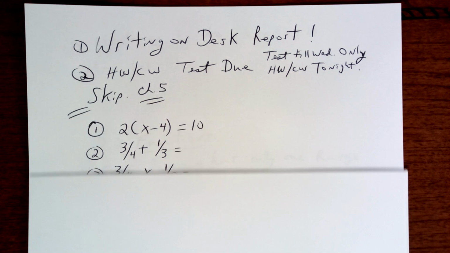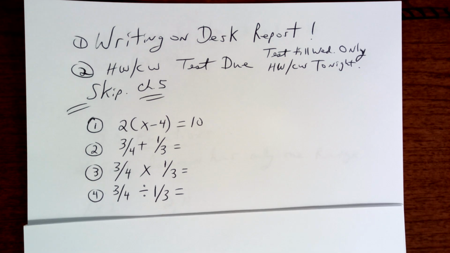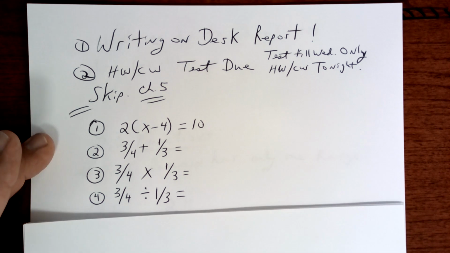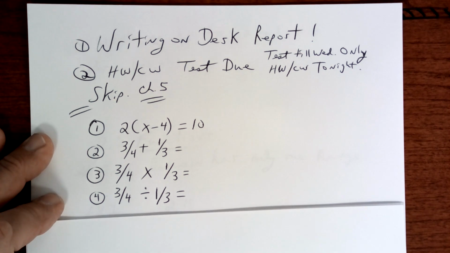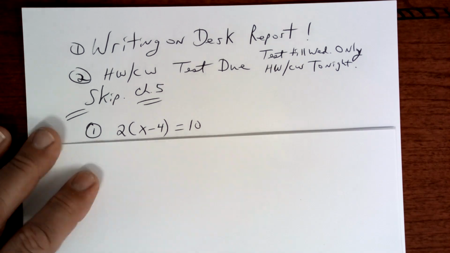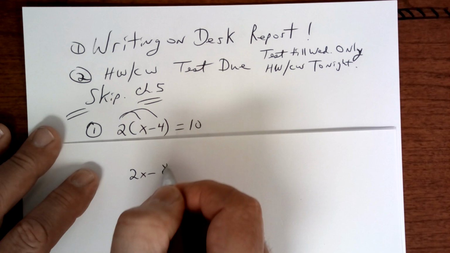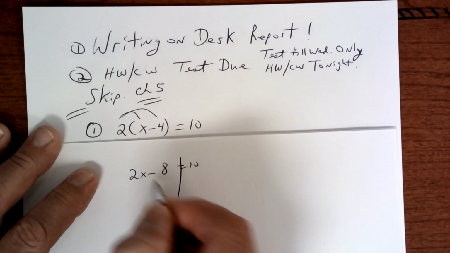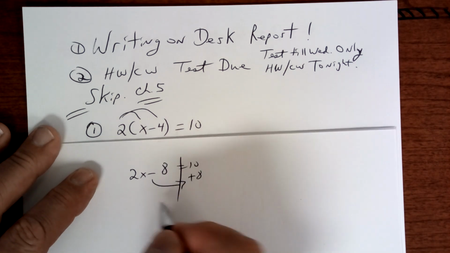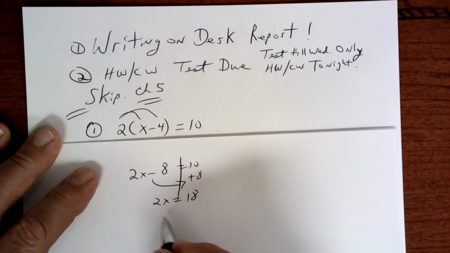Let's take a look here. Let's work these. We're going to skip chapter 5. So this one right here, we're going to distribute. So we're going to have 2 times x, 2 times 4, and then we're going to solve this. We're going to add 8 and then divide by 2.